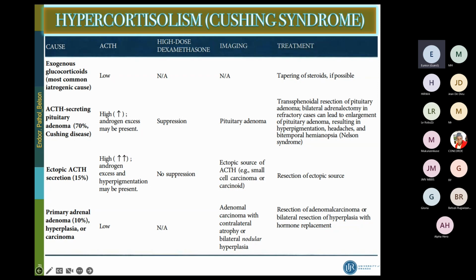Primary adrenal adenoma, meaning that the issue is the adrenal gland itself, or hyperplasia or carcinoma, usually STH will not be high. It will be instead low because of the negative feedback mechanism. Aho umubiri uzabona ko hakozwe cortisol nyinshi, then usabe ko STH igabanywa. So the high dose dexamethasone test will have nothing to do here. Imaging can show that the adrenal gland is either hyperplastic or having a tumor, which should be resected.